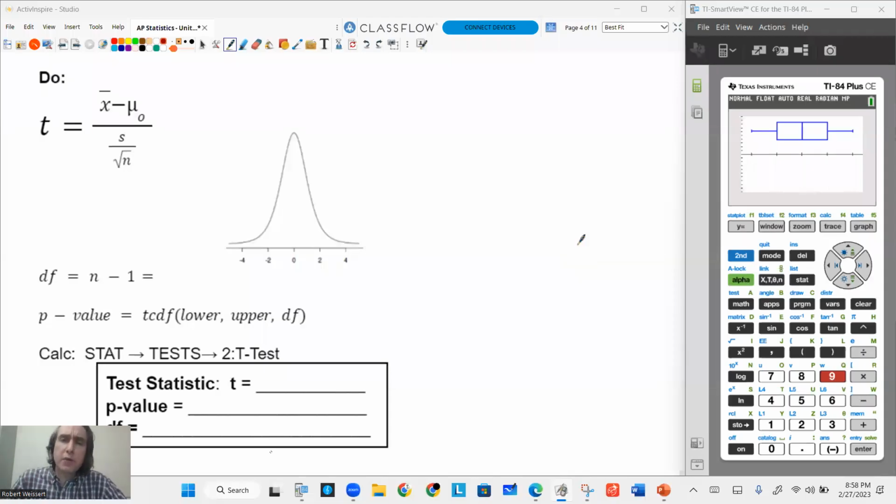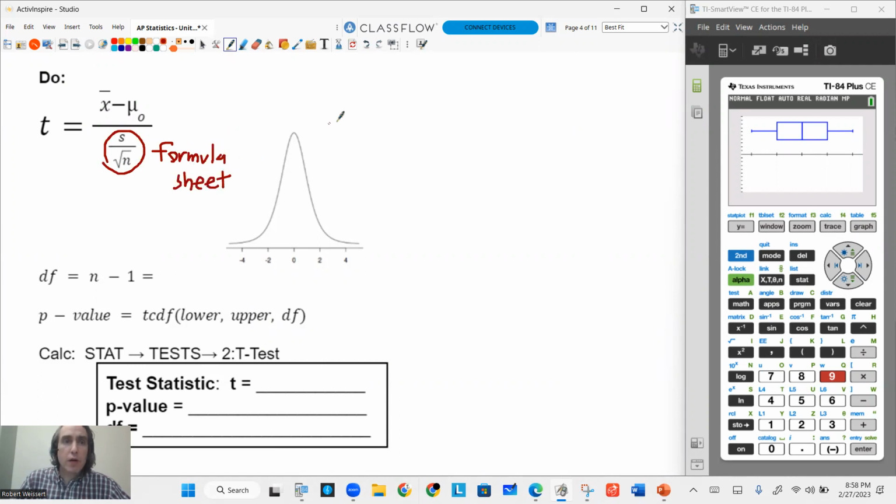Now, for the test, if you're doing this by hand and not using a calculator, to calculate the test statistic, you're going to take your sample mean and subtract the null mean. In this case, our sample mean was, I believe, 6.93. Our null mean was 8. And we're going to divide that by our standard error formula. This formula is provided on your formula sheet, so make sure that you reference your AP Stats formula sheet.